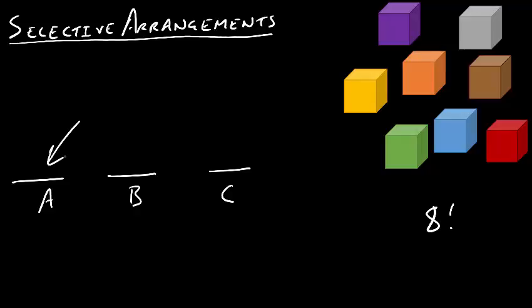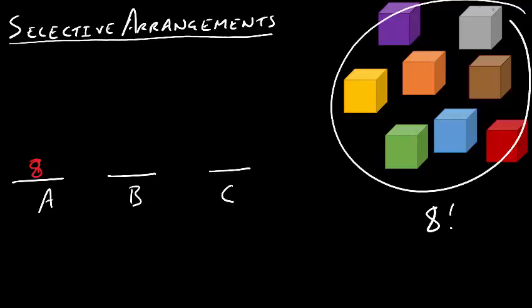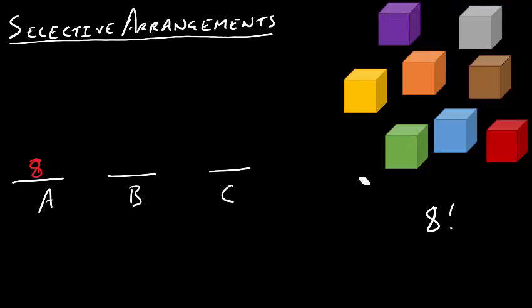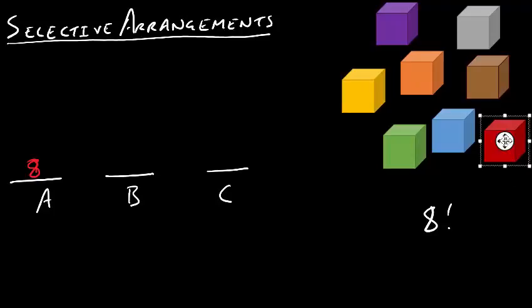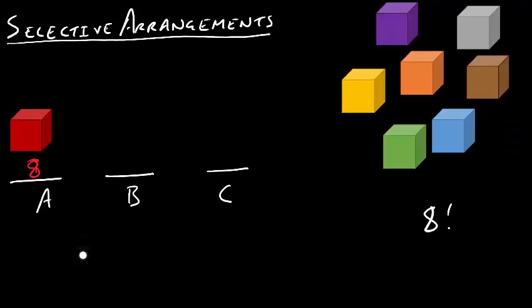How many objects can I put in position A? I'm going to fill them from left to right. So how many objects can I put in position A? Well, are you happy that I'm going to have 8 objects to put in position A? Because I've got 8 objects to choose from over here. So let's suppose I put the red cube in position A.